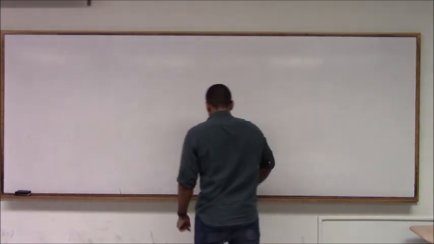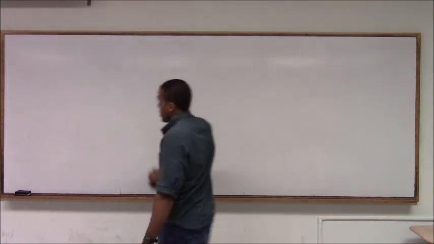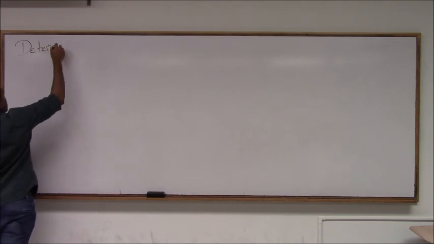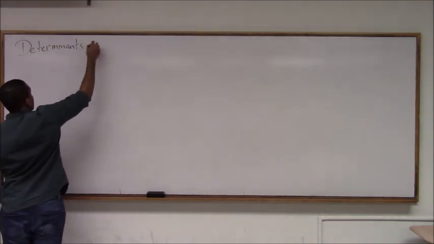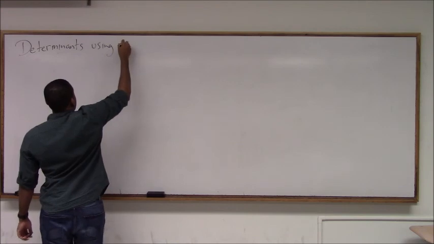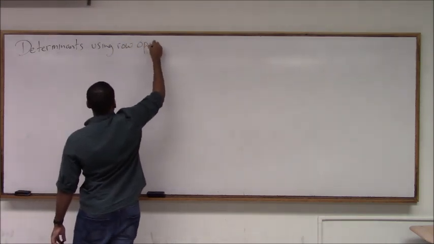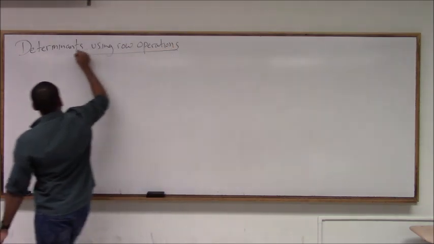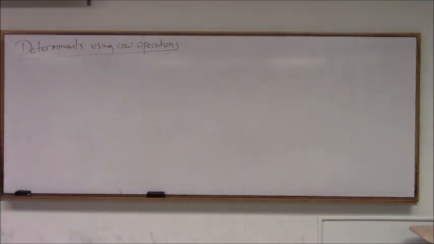So we'll continue our discussion of determinants. We're going to use row operations to figure out a determinant, but there are a bunch of things you need to know in order to do that. So we can recall some things that we spoke about last time.